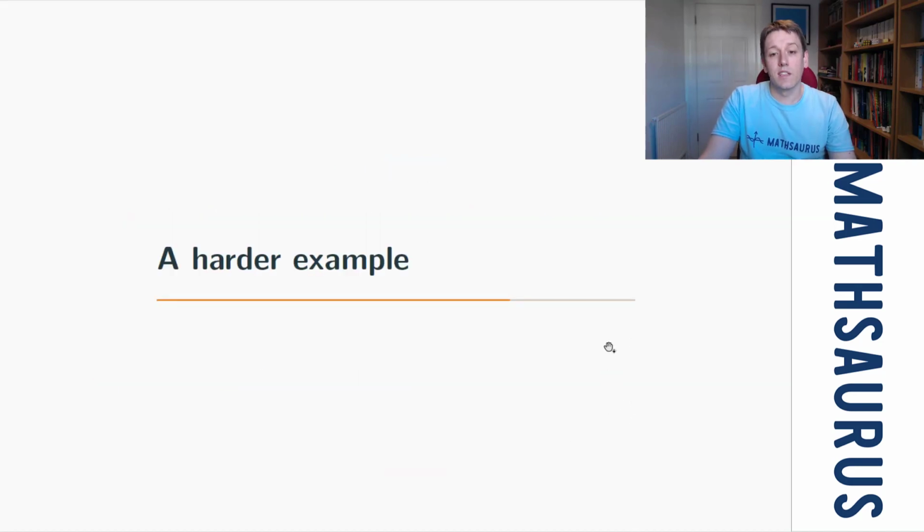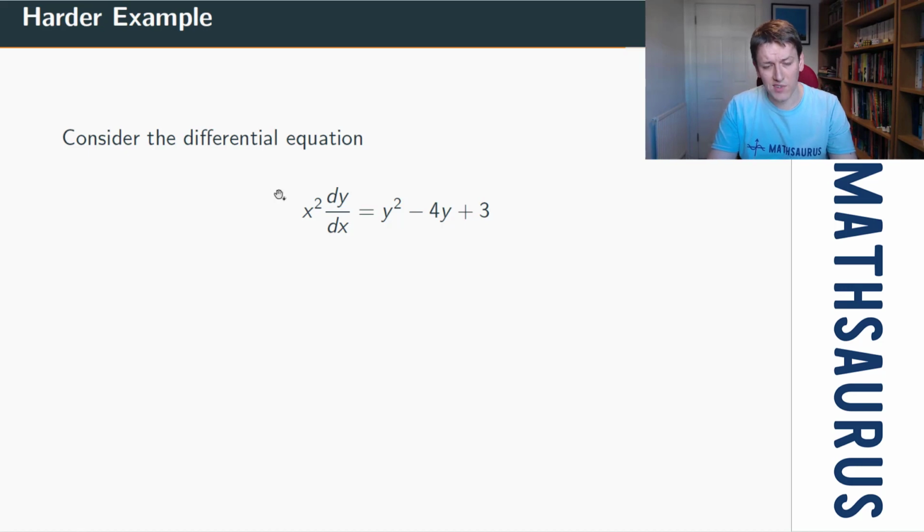Okay, so here's a harder example, and this is exactly the sort of thing that can come up in the A-level exams. Here we've got a differential equation, x squared times dy by dx equals y squared minus 4y plus 3. By the way, this example is harder, not because we're going to do anything different with the actual method of separable equations, but just because the actual integrals and the rearranging are harder.